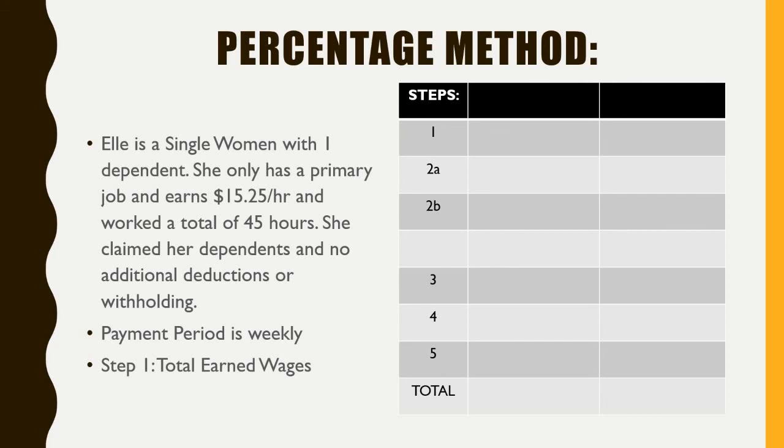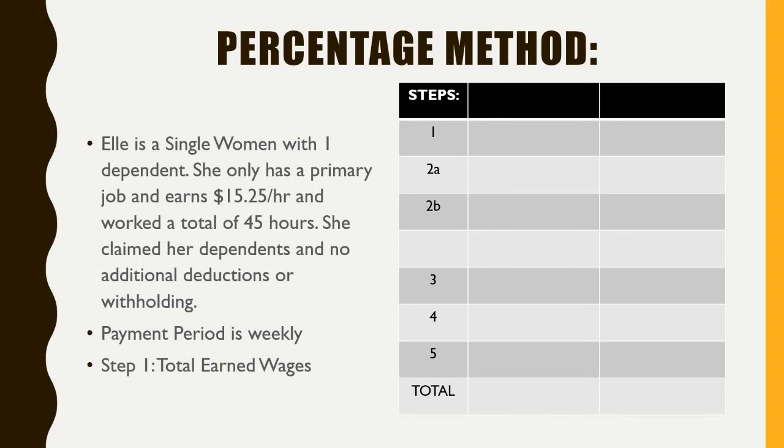Okay. So we have L, okay? L is a single woman with one dependent, and of course, she only has a primary job. She earns $15.25 an hour, and she worked a total of 45 hours. She claimed her dependent, and of course, no additional deductions or extra withholdings, all right? Her pay period is going to be weekly, and let's go ahead and start.